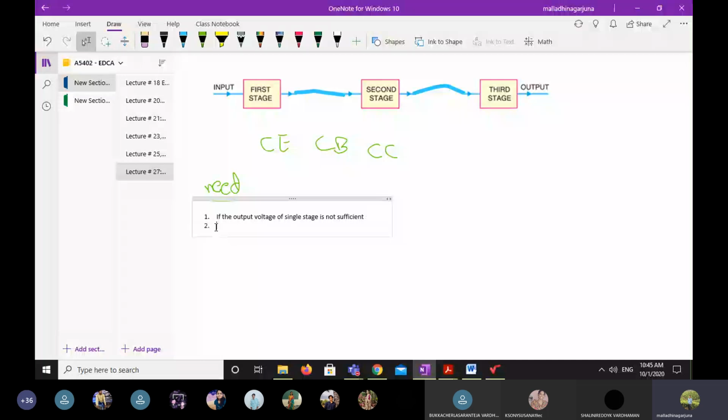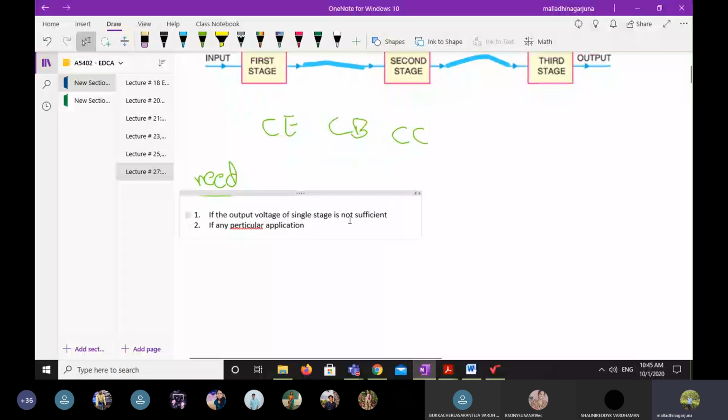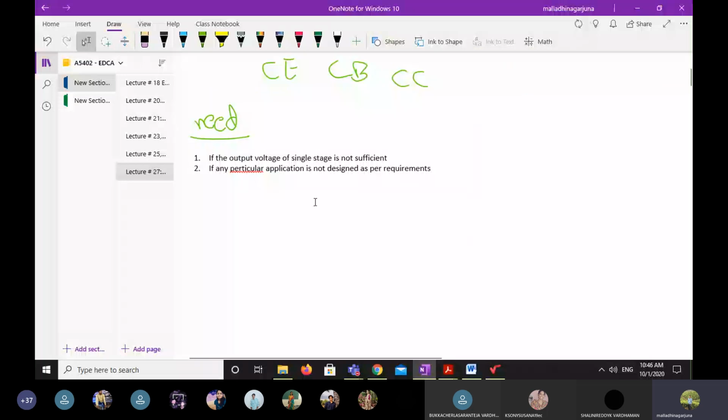Another point: if any particular application is not designed as per requirements, for example, if we take a CE amplifier, a CB amplifier, and a CC amplifier.